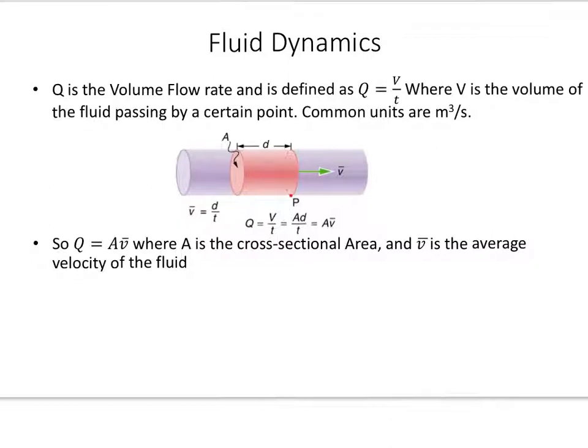So if you look at this diagram here, you can see that this represents a volume of fluid, and it's equal to this cross-sectional area times the distance. So we can say that Q, which equals the volume divided by time, is equal to this area times this distance divided by time. And of course, distance divided by time is average velocity. So Q can be expressed as area, cross-sectional area, times the average velocity of the fluid.